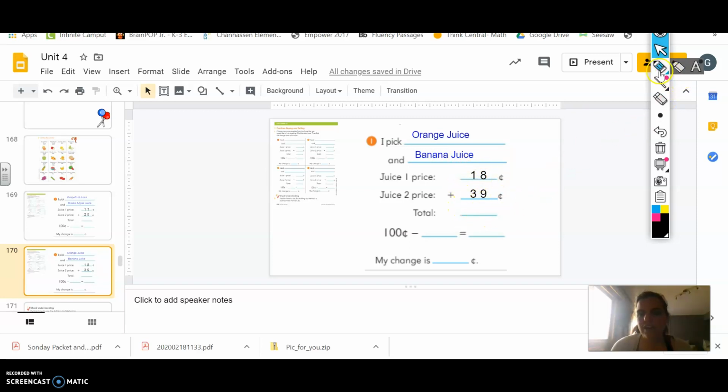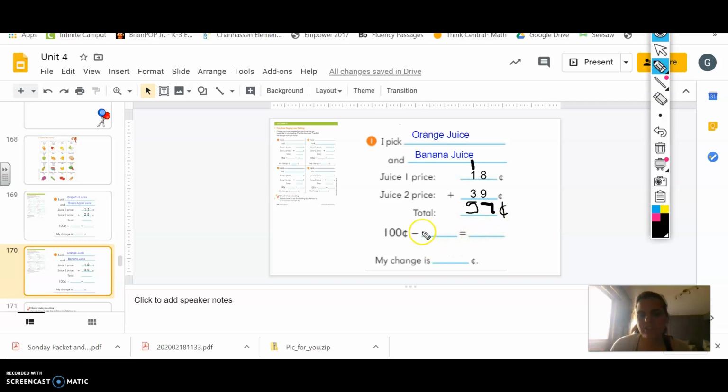So I wrote those there, and now I need to first add what's the total cost. If I buy those 2 juices, how much money do I owe the cashier? So I'm going to start in my ones cup, 8 plus 9. Ready? 9, 10, 11, 12, 13, 14, 15, 16, 17. I made a new group of 10, so I carry the 1, and I drop my 7. Okay, now I'm going to add my tens cup, 3, 4, 5. And orange juice and banana juice together costs 57 cents.